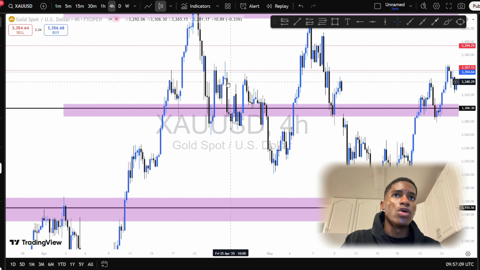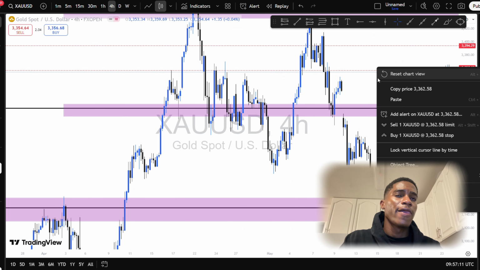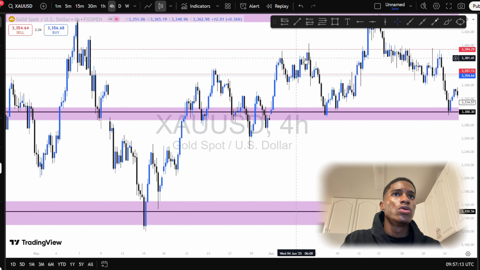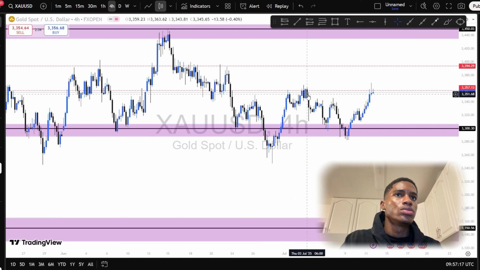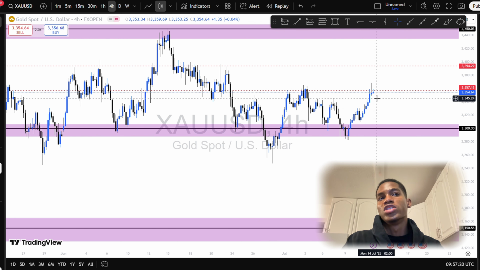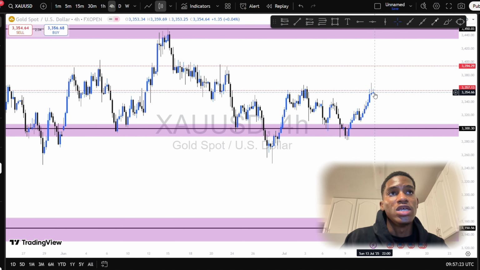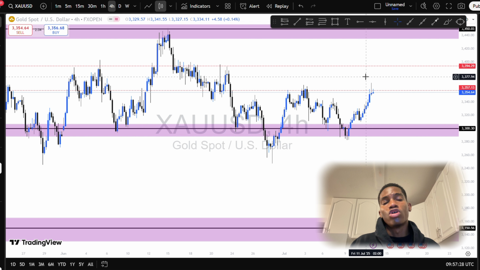How many touches do we have here? 1, 2, 3, 4, 5, 6, 7, 8, which the market is going to open this week, and I'm probably sure it's going to retest from this zone. As you can see, it's already giving me that kind of feeling that buyers are not strong enough.